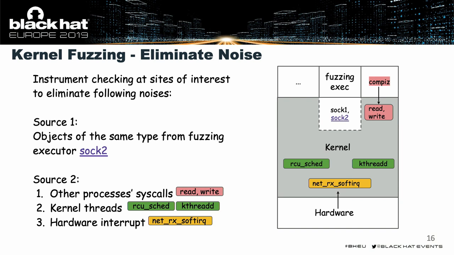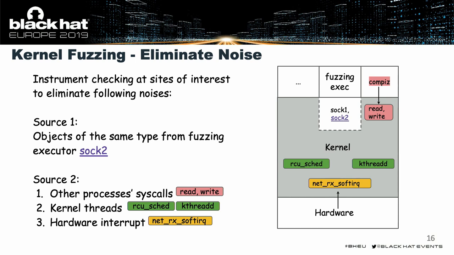As I mentioned in previous slides, the kernel is a multitask system which can generate noises to our kernel fuzzing. The noises come from two sources. One source is objects of the same type in our fuzzing executor. Because we want to bind allocation, deallocation, and dereference to the same object during exploitation, we need to distinguish the operations of other objects to prevent confusion.